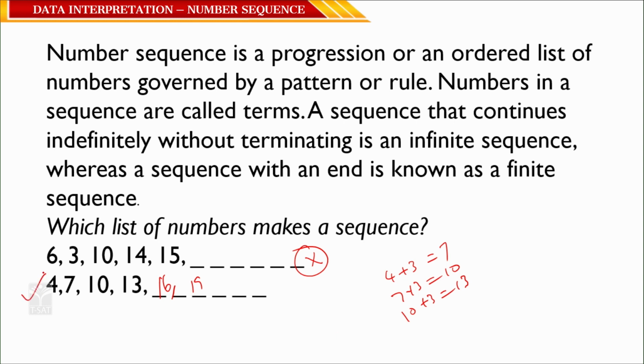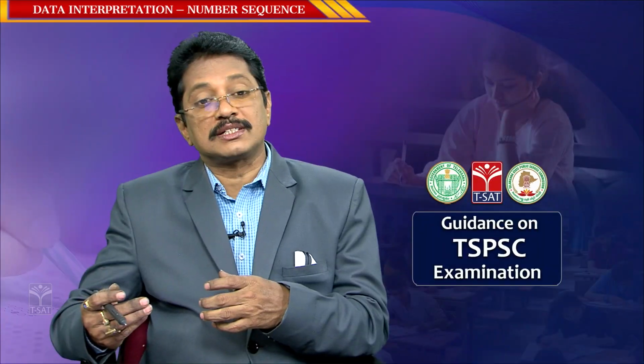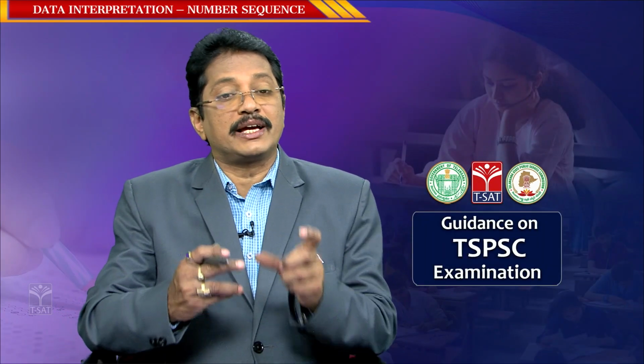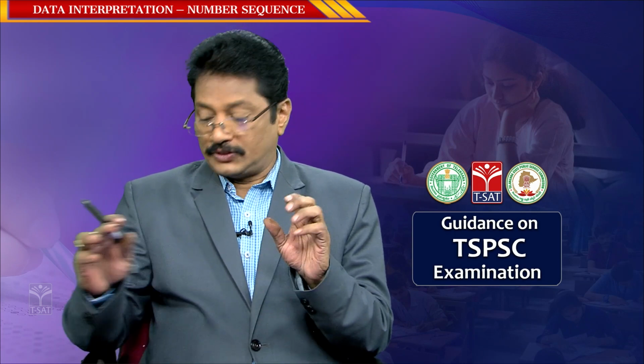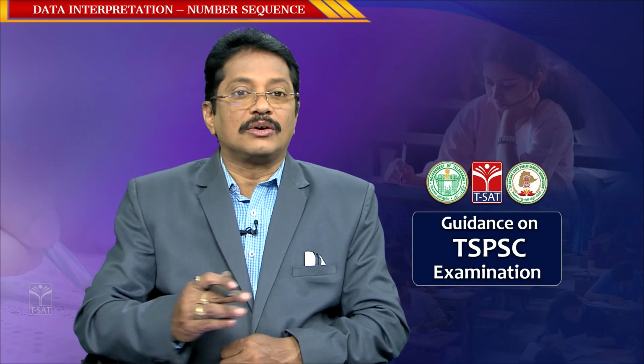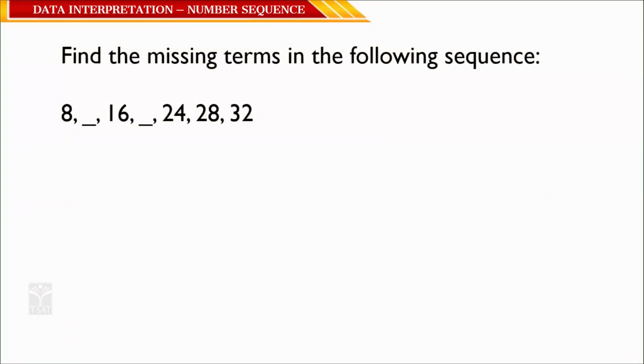The previous one is not a sequence, it is just a group of numbers. Understand what is a sequence and what is a group of numbers. A sequence will follow a certain rule and a pattern. So that is called a sequence, correct? Okay. Now find the missing terms of the following sequence.